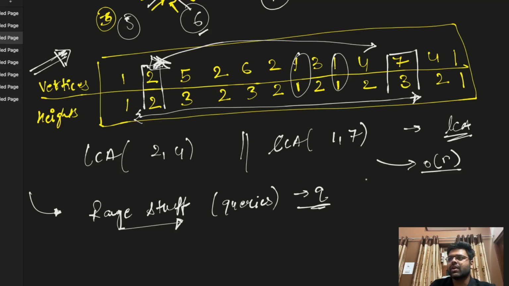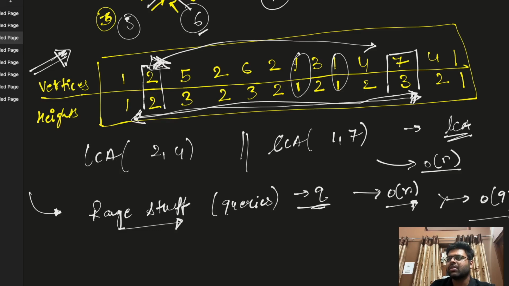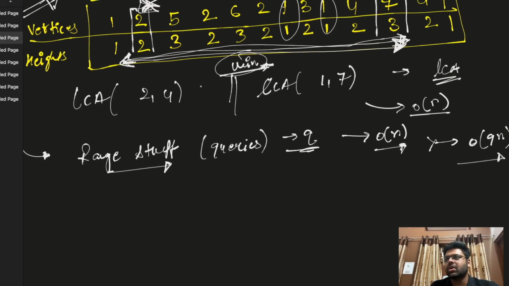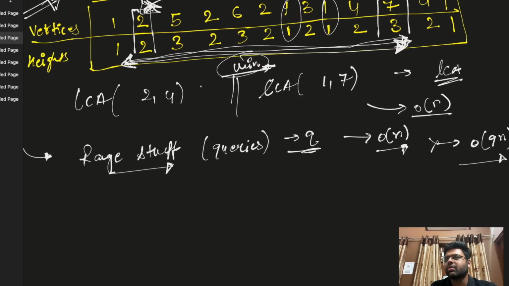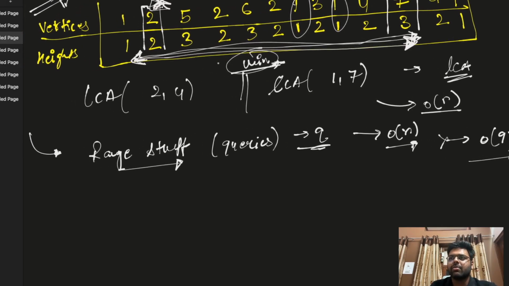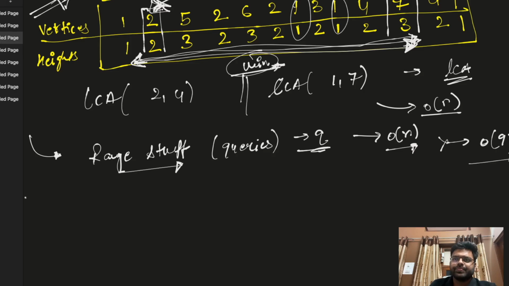If each query is taking big O of n time, it would land up to big O of Q times n. And here you could actually optimize this if you know the range in which you have to search, and you just need to find the minimum element in that range. So this is why this approach is good when you're dealing with queries. So you could use this kind of approach, right?